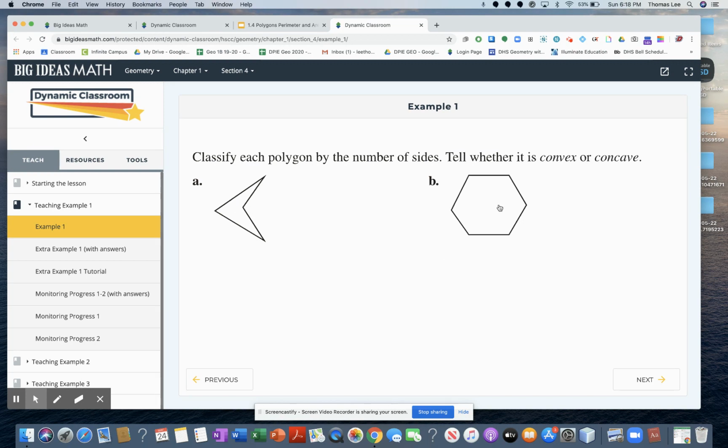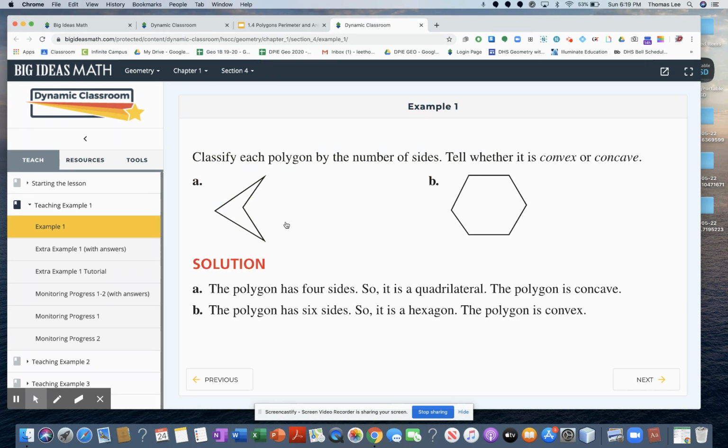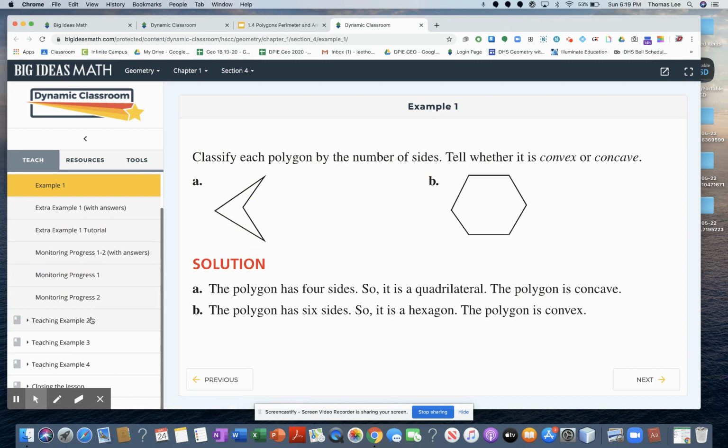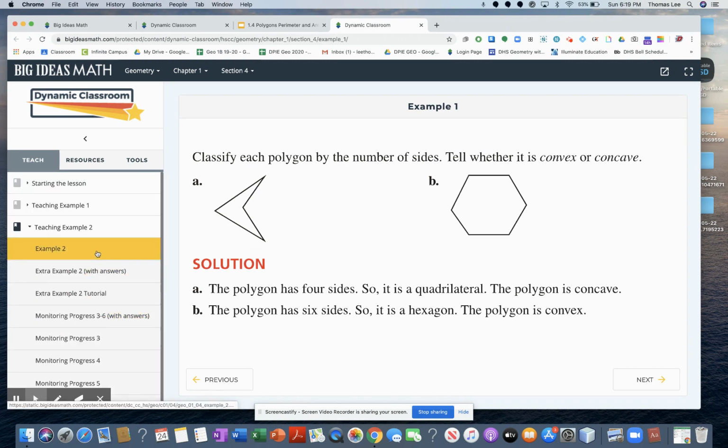This one, is it concave or convex? Well, this is convex because none of these sides are caved in. And then it has 1, 2, 3, 4, 5, 6 sides. So this is a hexagon. So in A, it's a quadrilateral, concave. In B, it's a hexagon, convex. Easy. So now let's do some measuring examples.